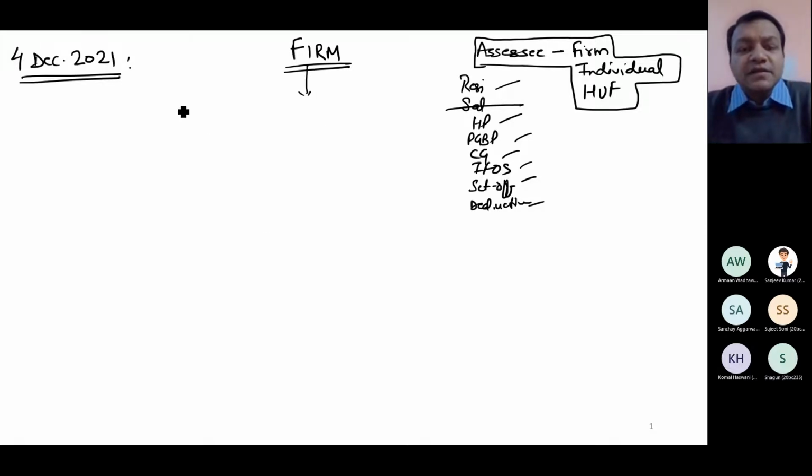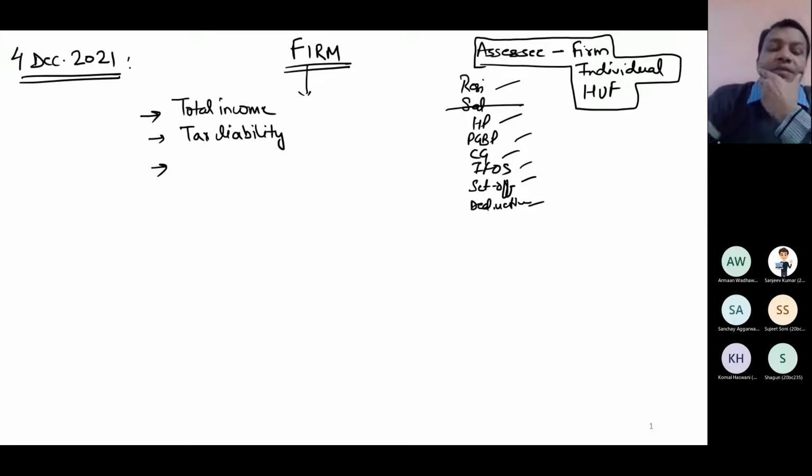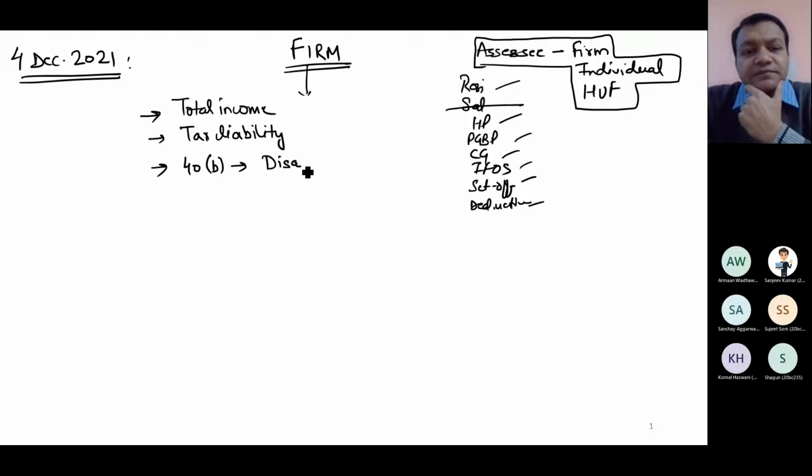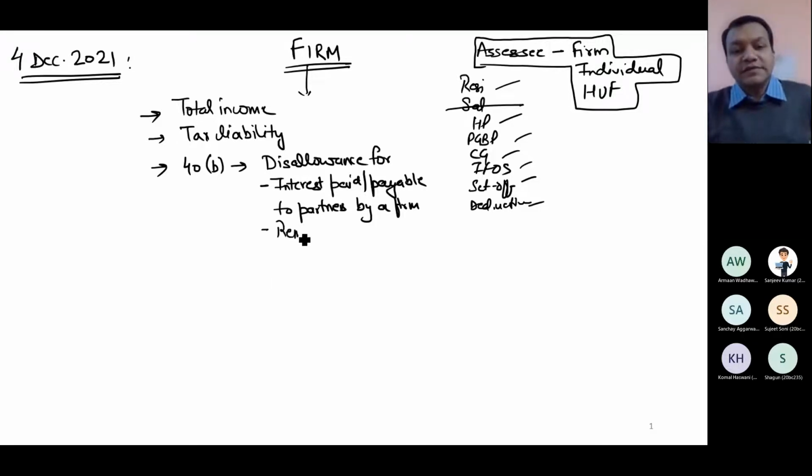So what new I will discuss? The purpose of discussing this separately is you will learn now how to compute total income of a firm. You will learn now how to compute tax liability of a firm. You will learn now section 40 clause B, disallowance for two types of expenditures: interest paid or payable to partners by a firm, and remuneration, or you can say salary.